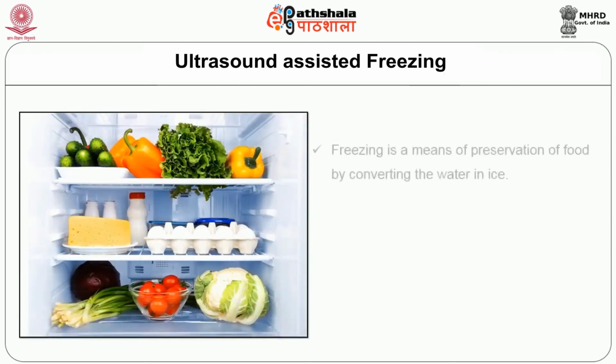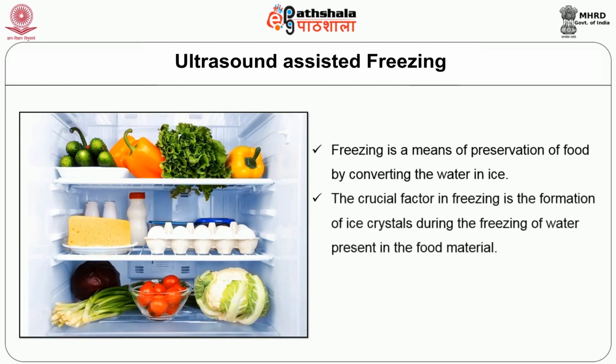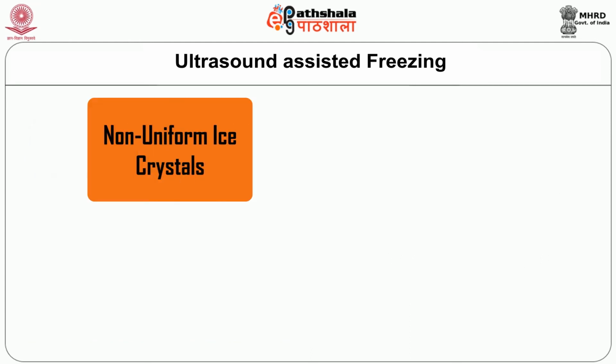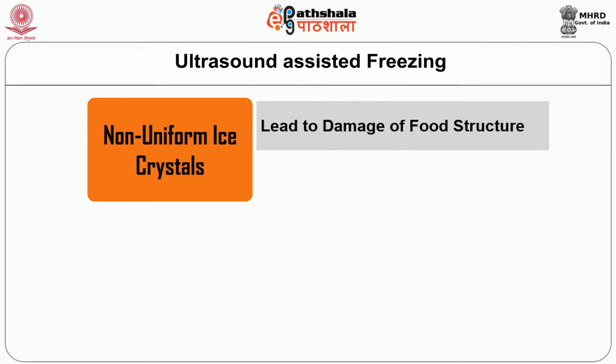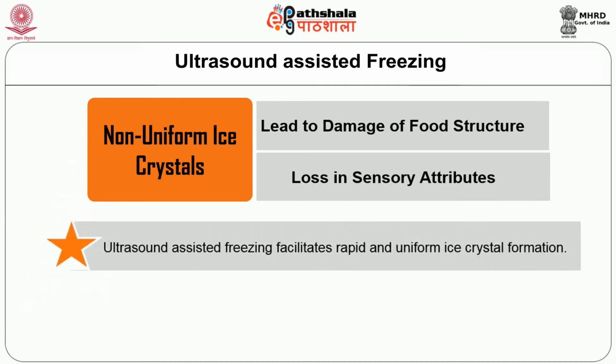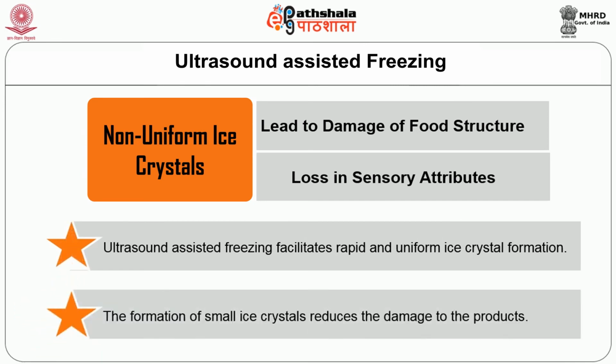You know that freezing is a means of preservation of foods by converting the water into ice. The crucial factor in freezing is the formation of ice crystals during the freezing of water present in the food material. The challenging part of freezing is the production of uniform ice crystals. Non-uniform ice crystals leads to damage of food structure and loss in sensory attributes, which is common in conventional freezing methods. Ultrasound assisted freezing facilitates rapid and uniform ice crystal formation. The formation of small ice crystal reduces the damage to the products.